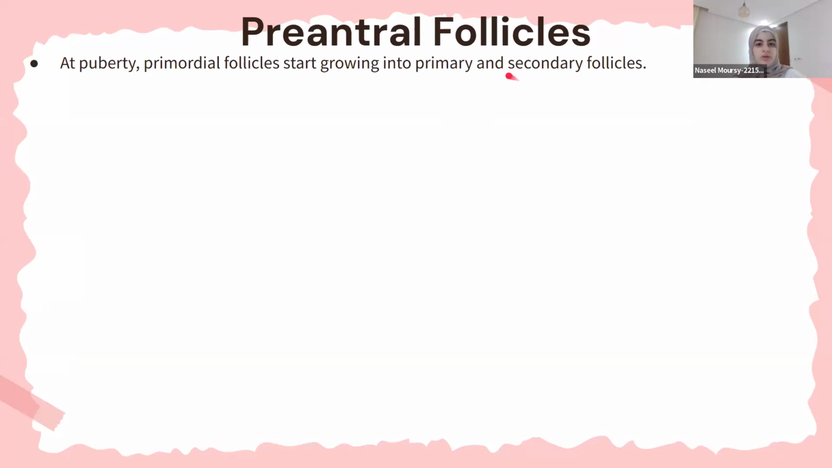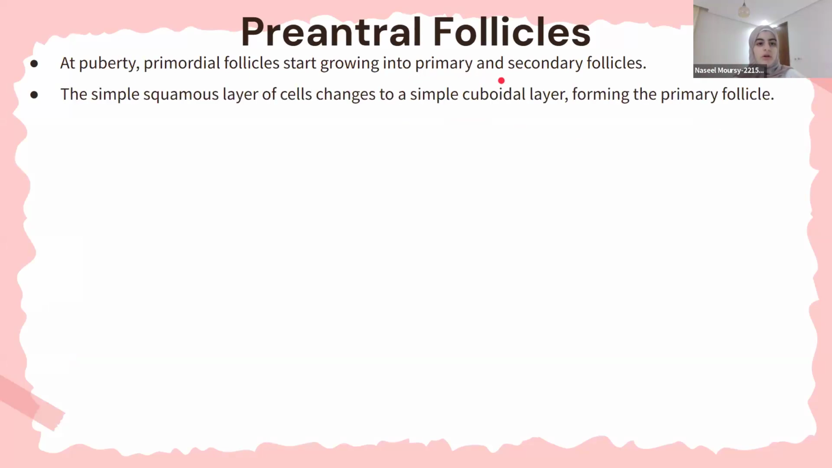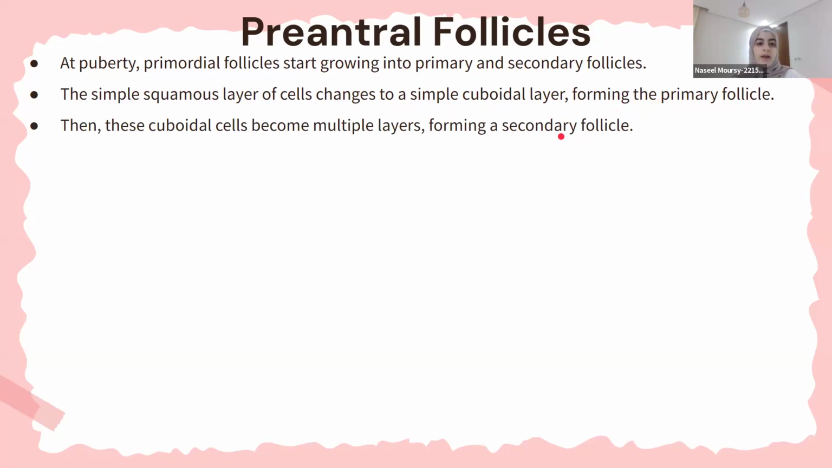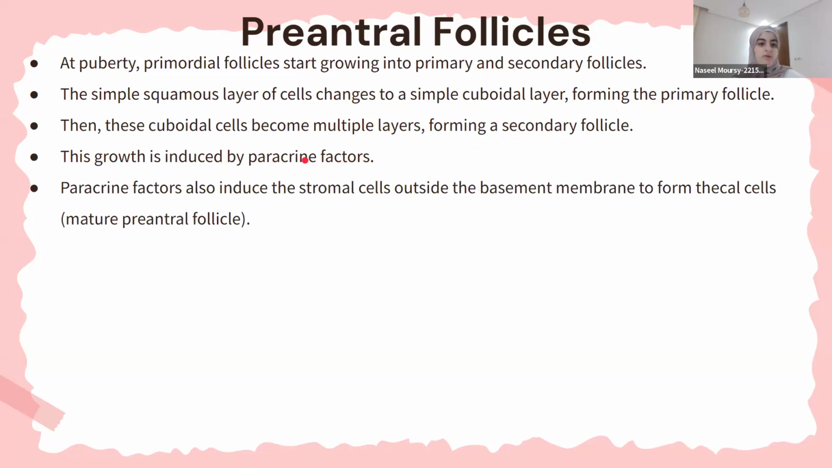So at puberty, primordial follicles start growing into primary and secondary follicles. The simple squamous layer of cells changes to a simple cuboidal layer forming the primary follicle. And then when these cuboidal cells become multiple layers, you get the secondary follicle. This growth is induced by paracrine factors, like I said, and not FSH or LH. Finally, the paracrine factors also induce the stromal cells outside the basement membrane to form the thecal cells. So remember, we've seen in a picture at the beginning of the lecture a secondary follicle with a layer of thecal cells around it.